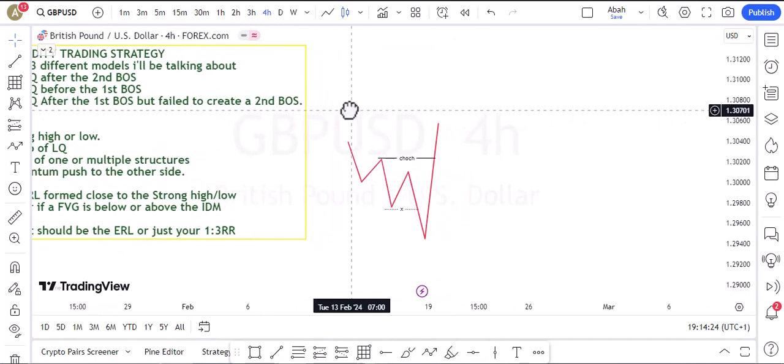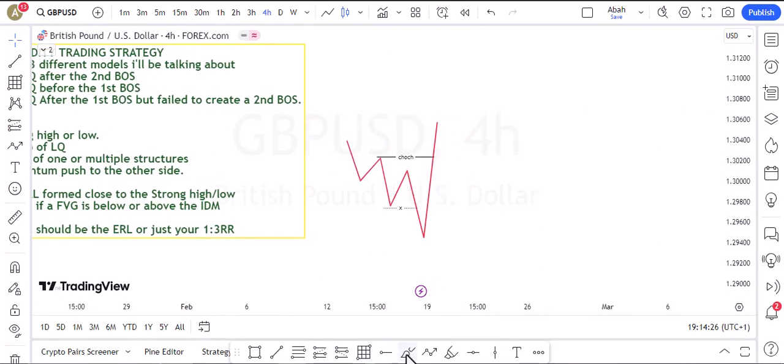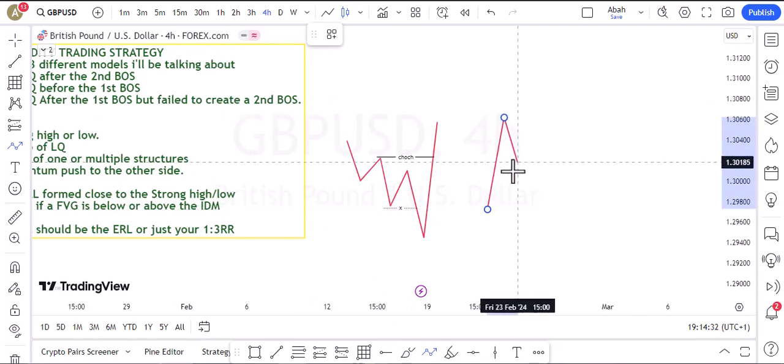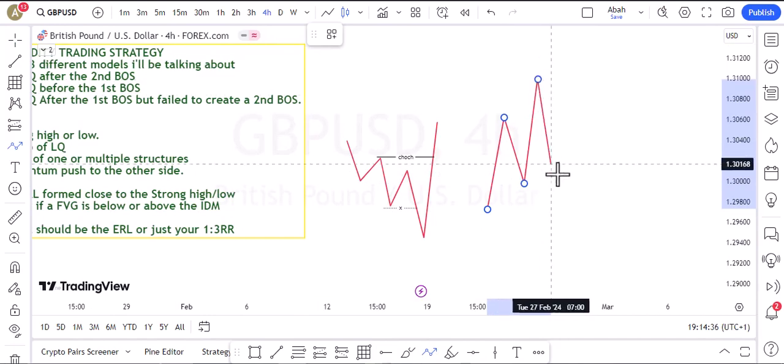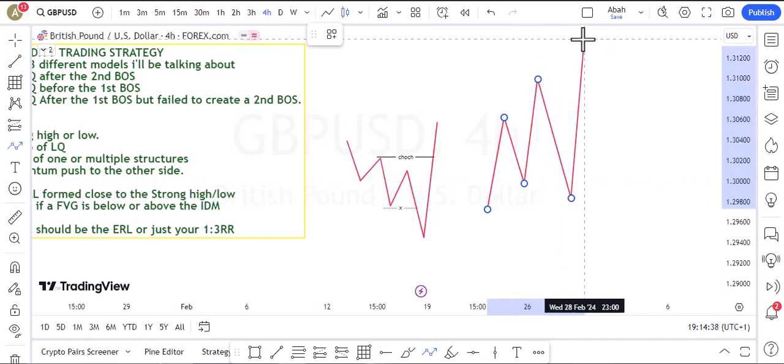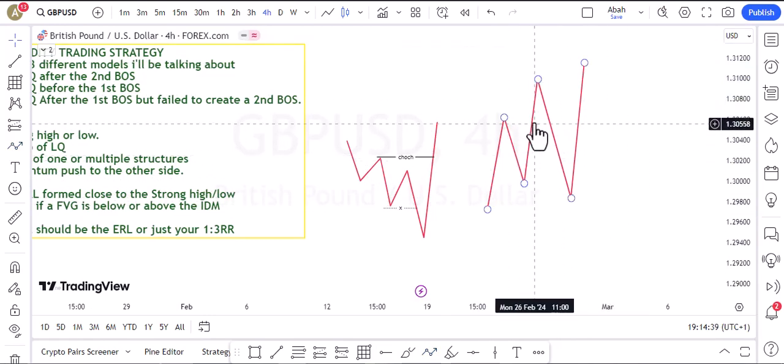Now in the first video, in the first model, we have something like this. We have a break of structure, we have an inducement that was created after the second break of structure. They expect price to come, take out the inducement, and then go. This is our first setup. You get what I'm trying to say?